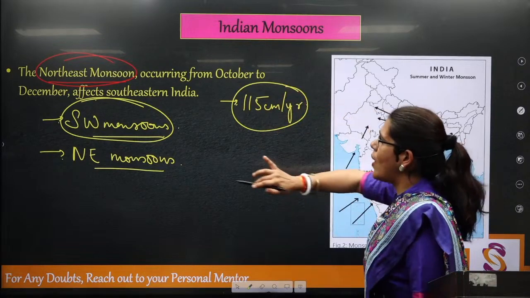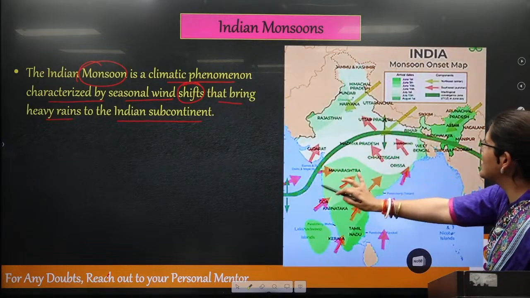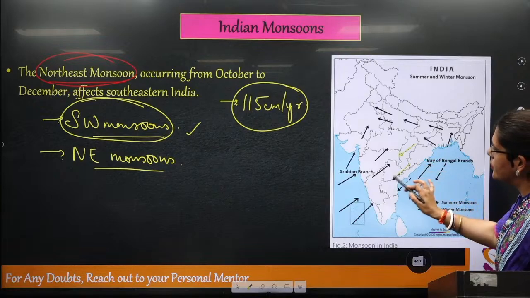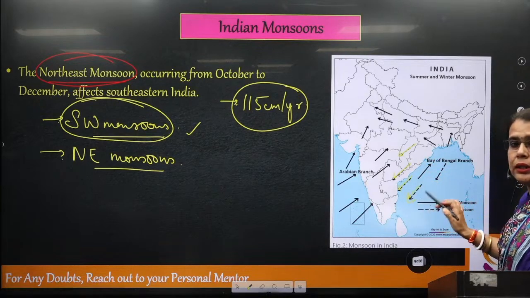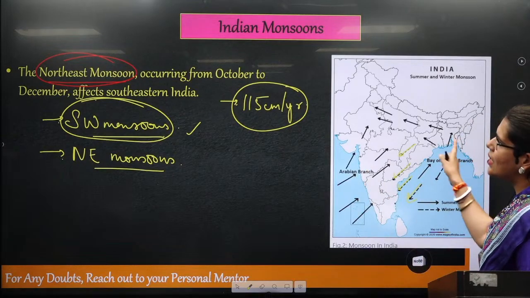So one is the southwest monsoon, which is depicted here, with the presence of the ITCZ, and there is also the reversal of the winds, which results in the retreat of the monsoons. So these are the two seasons.